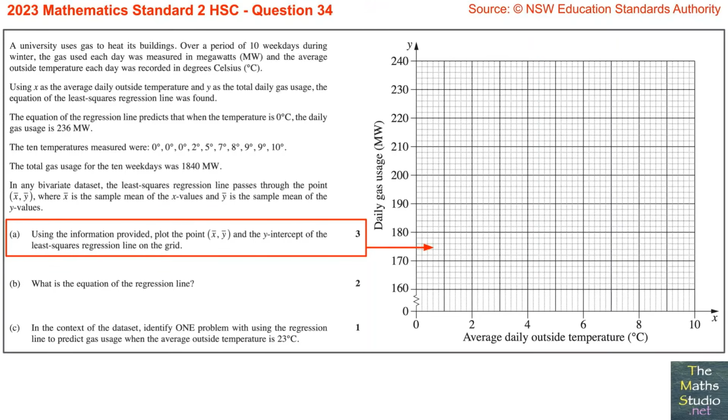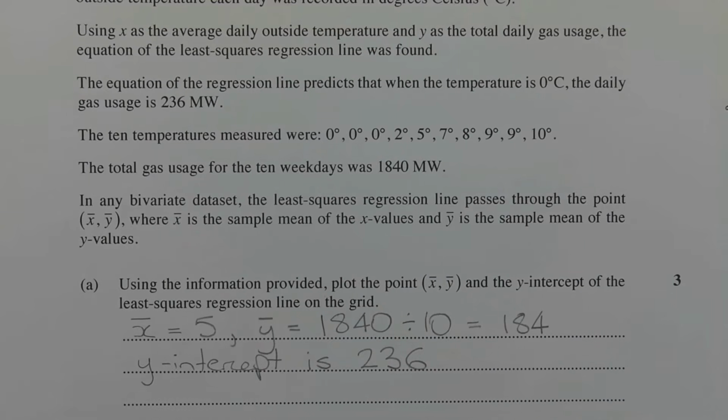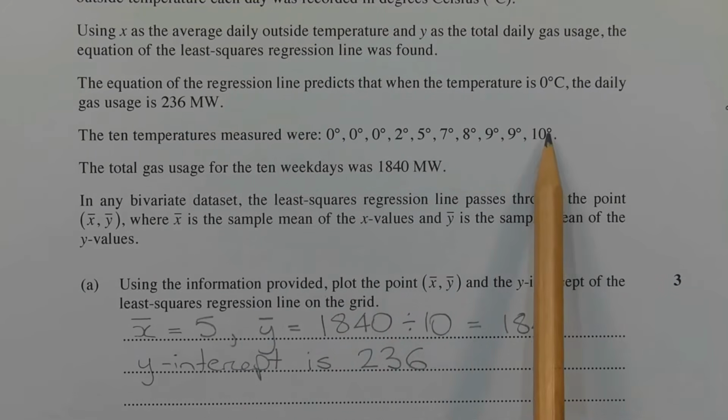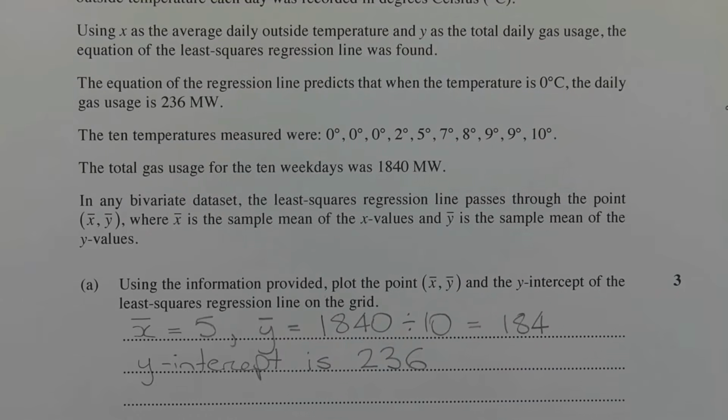Part A. Using the information provided, plot the point x bar, y bar and the y-intercept of the least squares regression line on the grid. The first thing I found was the value of x bar, which represents the average of the 10 temperatures recorded. Now here are the 10 temperatures recorded. Either use the stat mode on your calculator or just add the 10 values together and divide by the number of values, which is 10. So adding these values together, we get 50. Dividing 50 by 10, we get 5. So x bar is equal to 5.